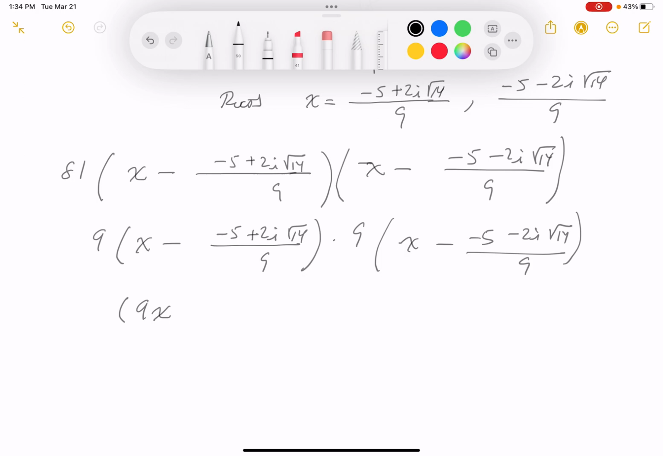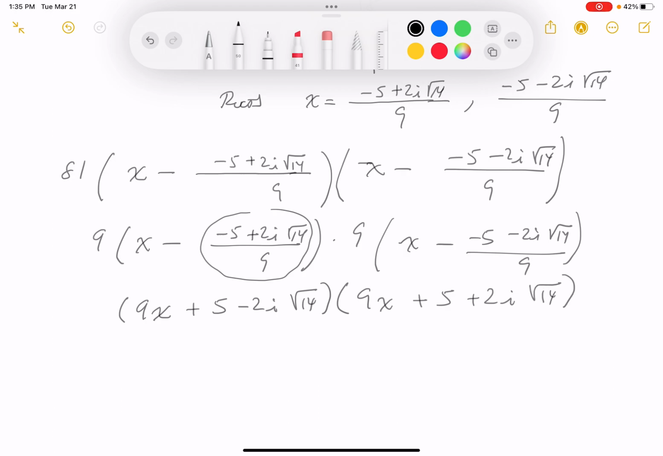And let's see what you get over here. This is the second term, by the way. The 9 is going to cancel off. And what do you get? Minus a minus 5, which is plus 5. And then minus 2i root 14. Let's do the second guy. What are you going to get? 9x. And the 9 is going to cancel the denominator, second term. We left off with minus a minus 5, which is plus 5. And then minus a minus 2i, which is plus 2i root 14.